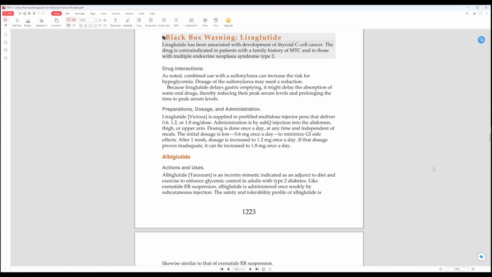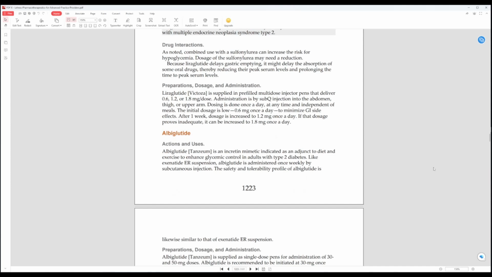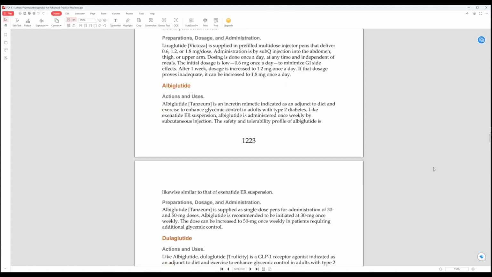The initial dose is 0.6 milligrams once a day to minimize GI side effects. After 1 week, the dosage is increased to 1.2 once a day. If that dosage proves inadequate, it can be increased to 1.8.